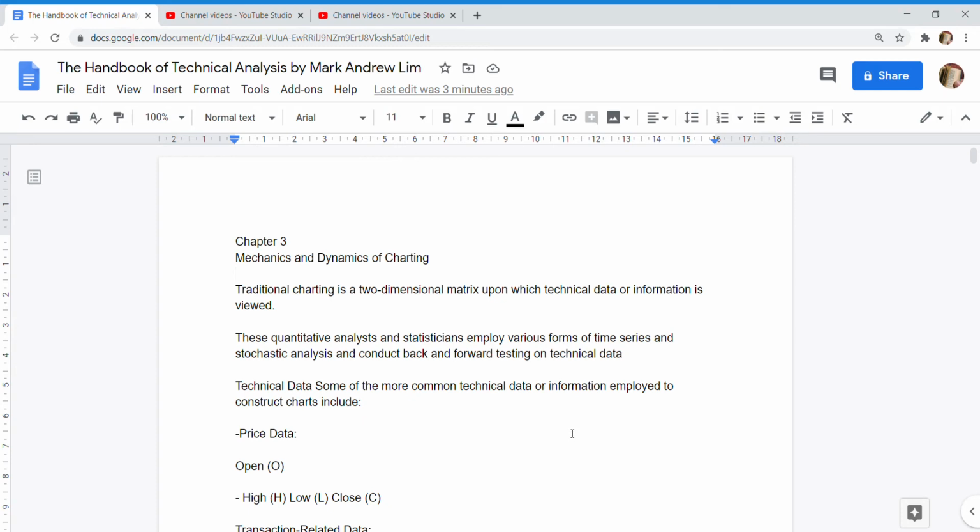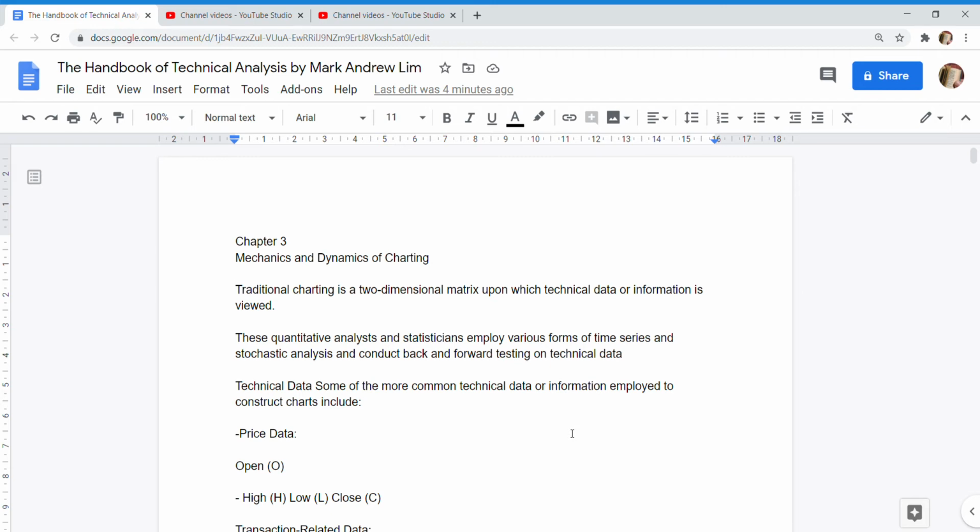Chapter 3. Mechanics and Dynamics of Charting. Traditional charting is a two-dimensional matrix upon which technical data or information is viewed. Quantitative analysts and statisticians employ various forms of time series and stochastic analysis and conduct back and forward testing on technical data.